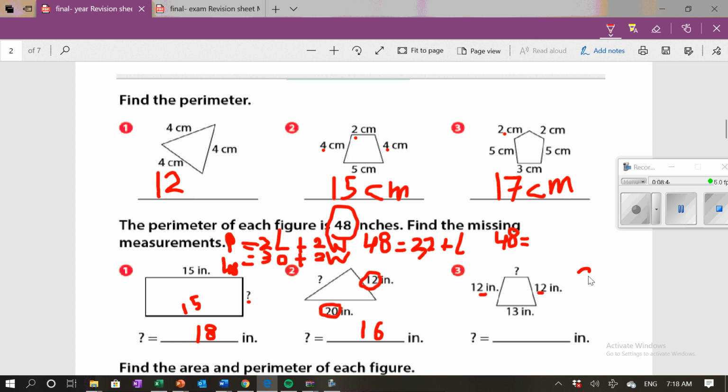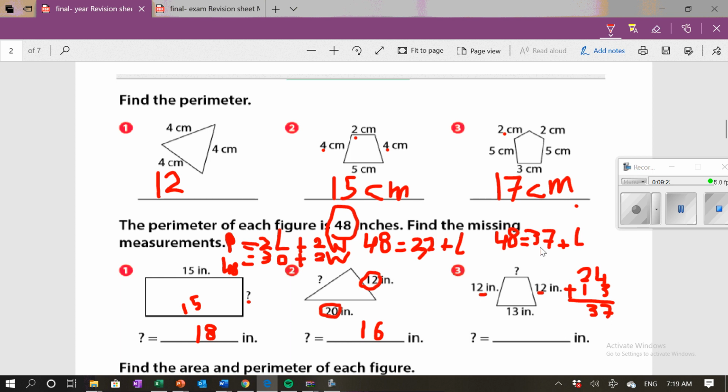So 24 and 13. Let's find it here. Plus 13. Yes, 4 and 3, 7. 2 and 1, 3. So 48 equals 37 plus L, the unknown. We have to find L by finding the missing number.